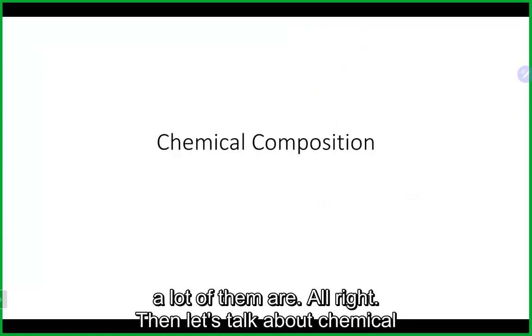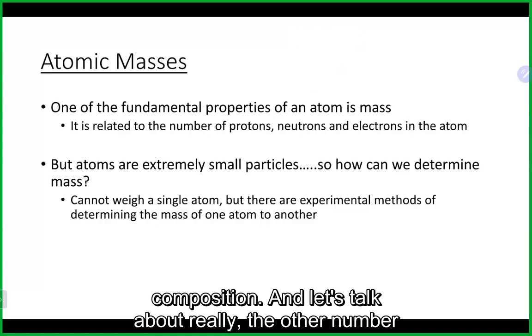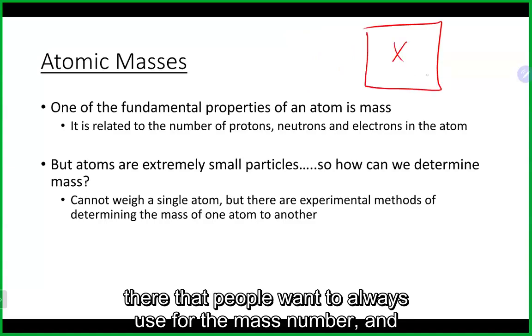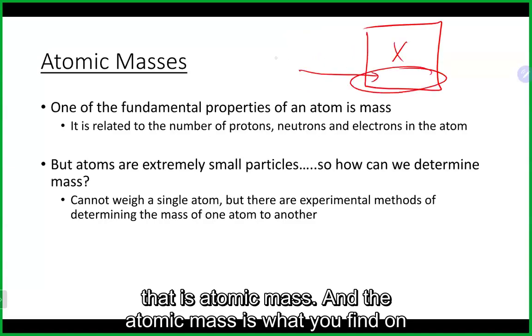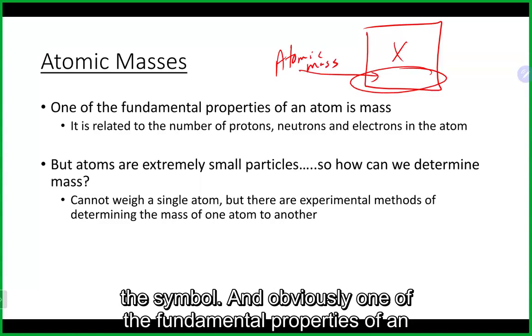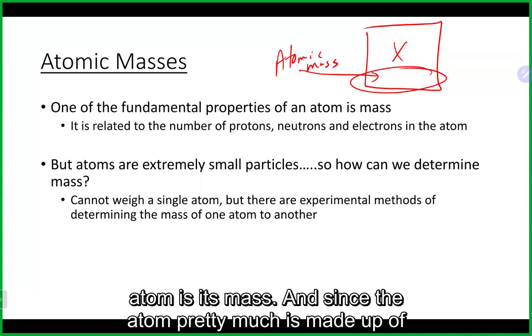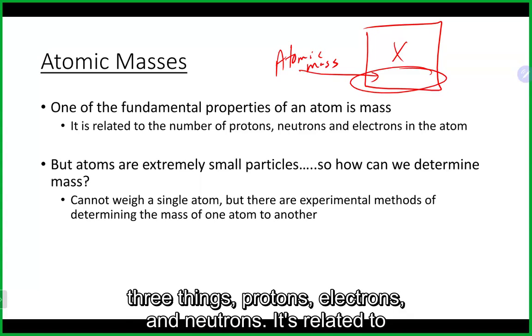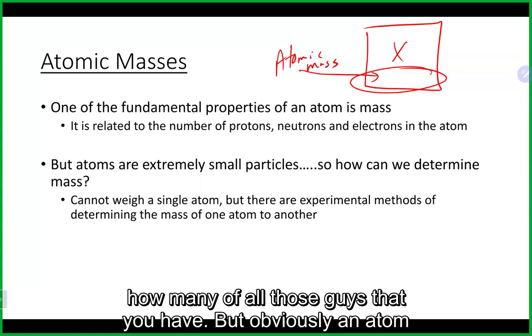All right, then let's talk about chemical composition, and let's talk about the other number there that people want to always use for the mass number, and that is atomic mass. The atomic mass is what you find on the periodic table. It is that number that is underneath the symbol. And obviously, one of the fundamental properties of an atom is its mass. Since an atom is made up of three things, protons, electrons, and neutrons, it's related to how many of all those you have.